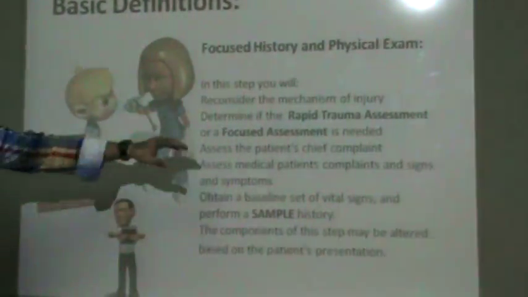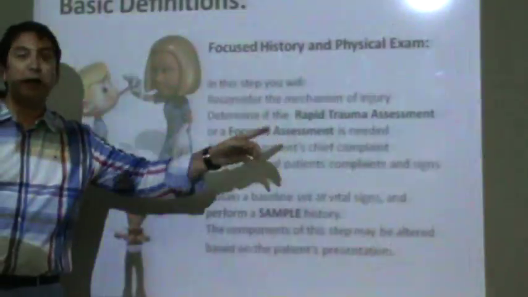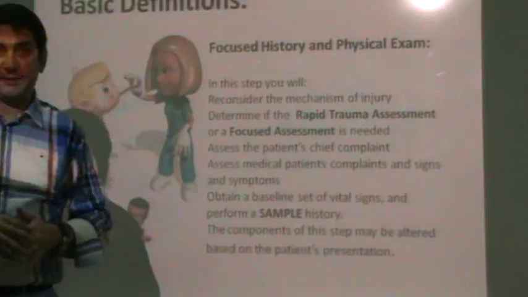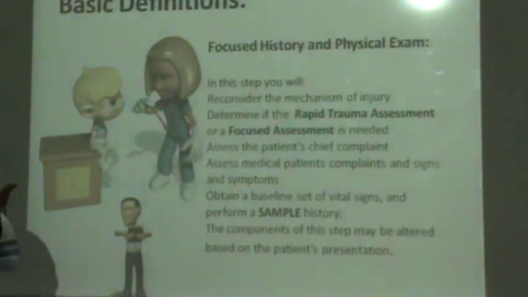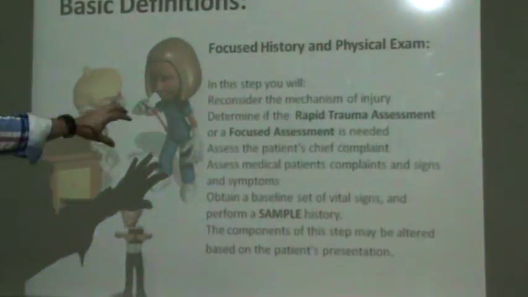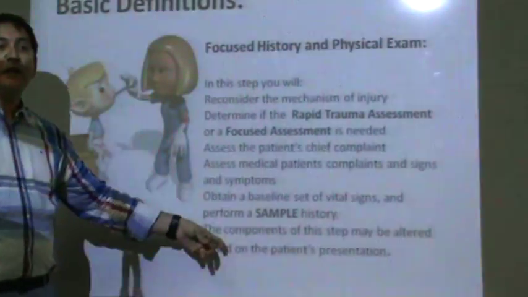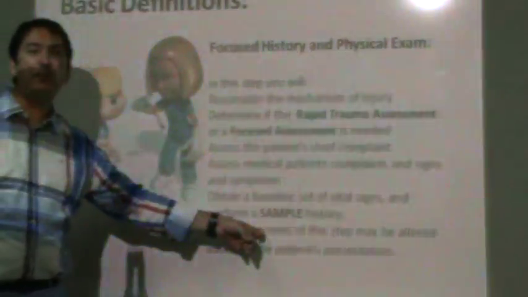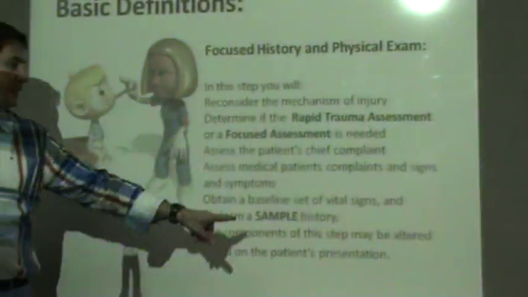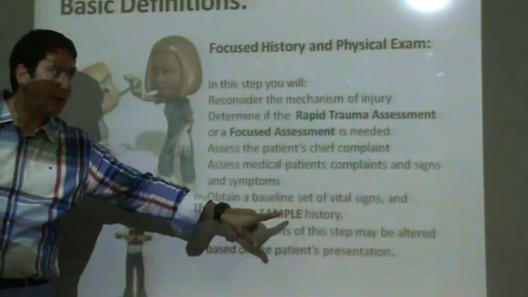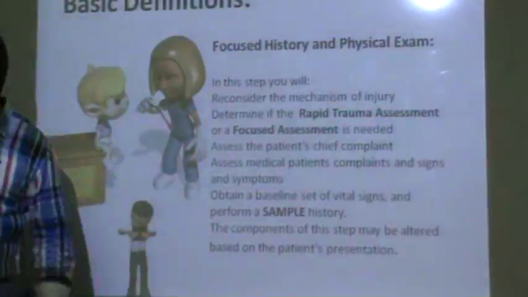So that's very important. And then I can determine whether I need to do a rapid trauma assessment or a focused assessment. Rapid trauma assessment is for when there is a trauma. If there is no trauma, I will go to focused assessment. There's a way of dealing with history. We call this the SAMPLE history. SAMPLE is an acronym. Let's see what these words stand for.